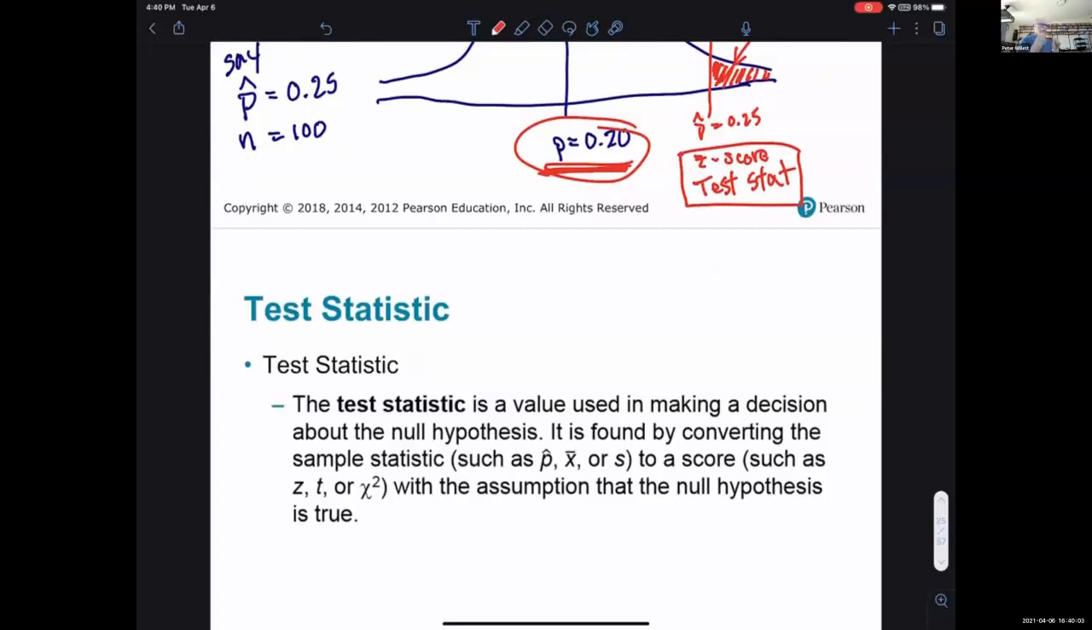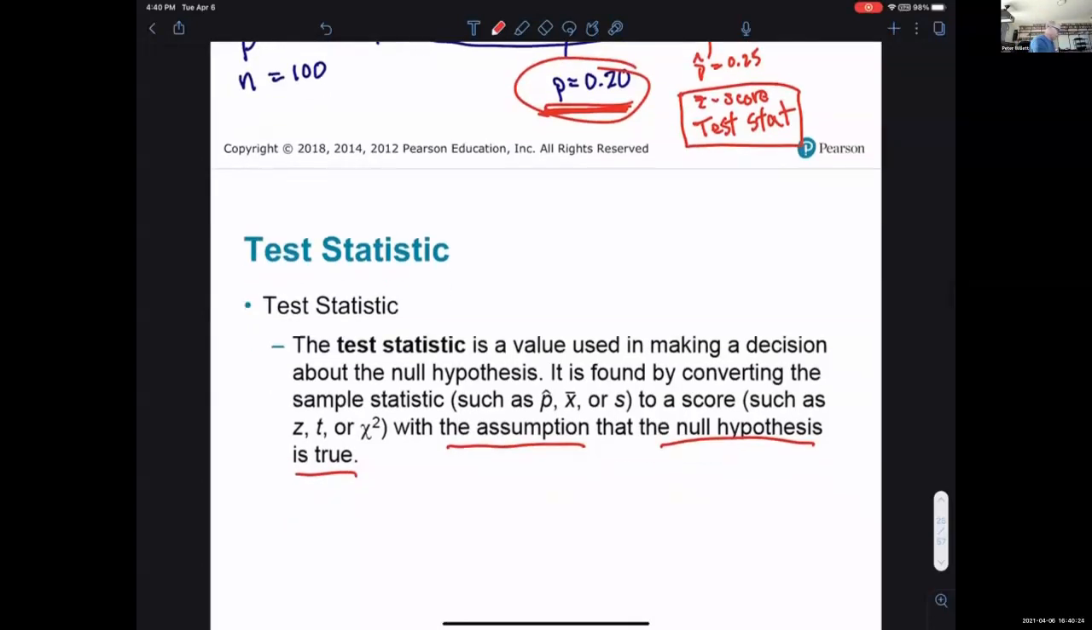So that's the definition: this test statistic is the z-score or t-score or chi-squared score, the distribution score that your sample would get. And that helps you determine whether that's significantly high enough of a sample to reject the null hypothesis, to reject your assumption. The assumption is that the null hypothesis is true. And if the test statistic is very extreme, we reject that.